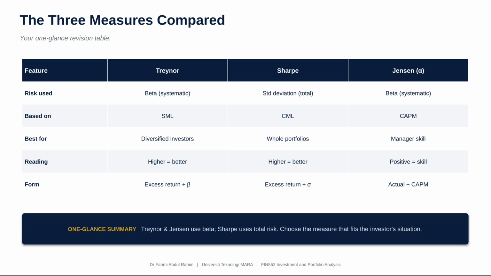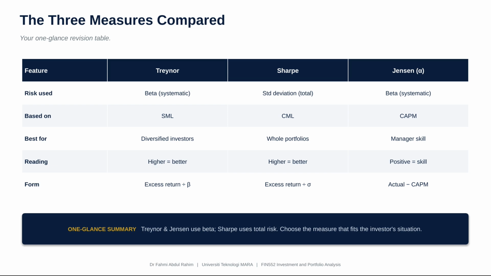Who they are best for? Treynor suits diversified investors who only care about market risk. Sharpe suits judging whole standalone portfolios. And Jensen is best for isolating manager skill. How you read them? For Treynor and Sharpe, higher is better. And for Jensen, positive means skill.